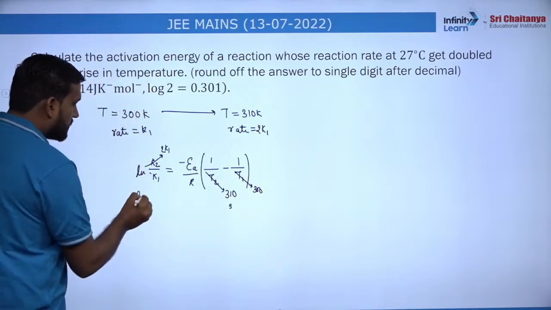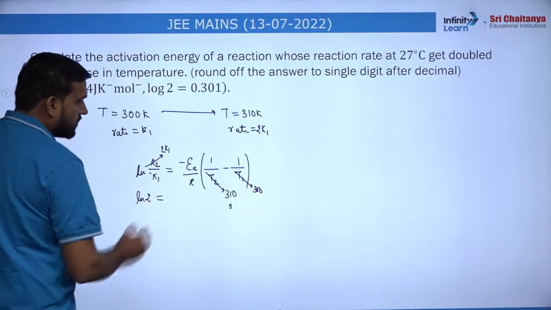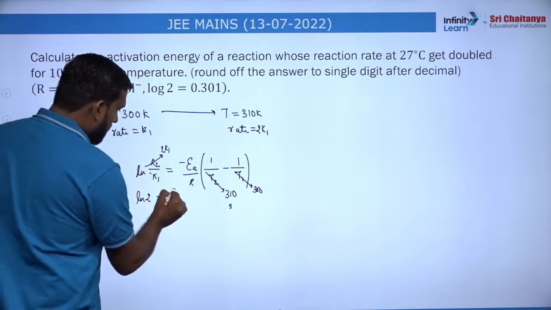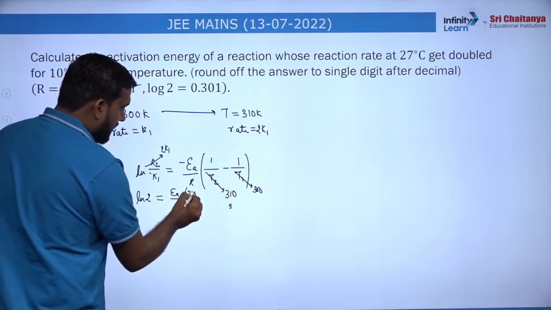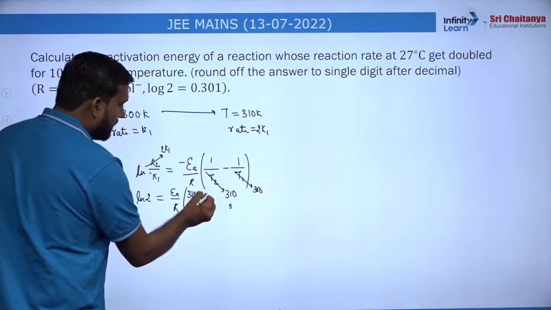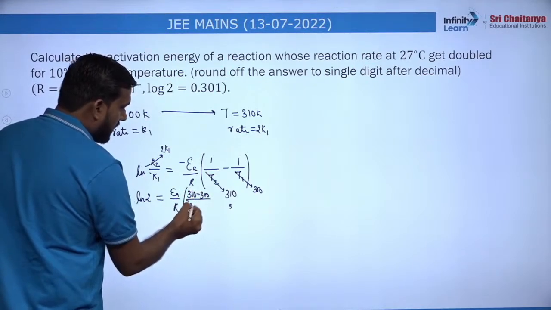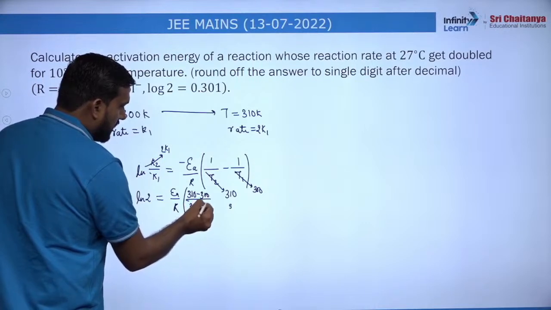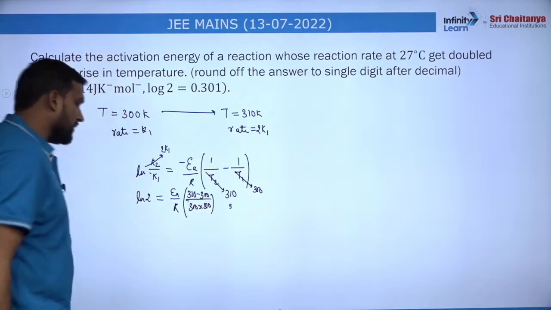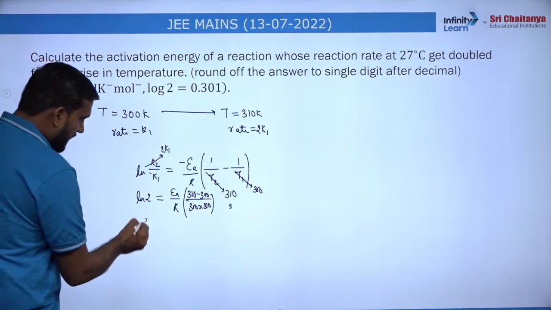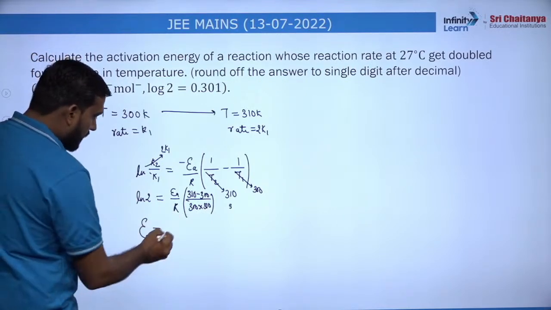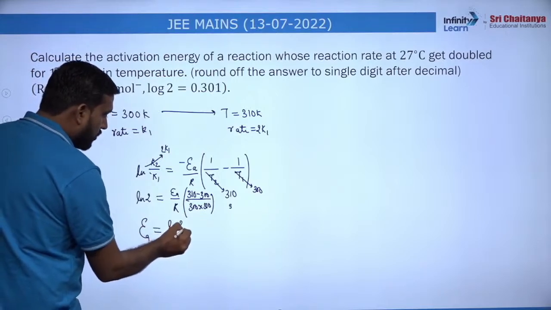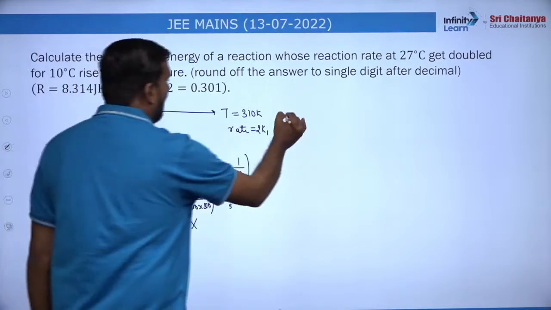So it will become ln2 is equal to EA by R into 310 minus 300 upon 300 into 310. So this will be your solution, and from here you can easily calculate the value of EA. It will be equal to ln of 2, and remember the ln2 value.